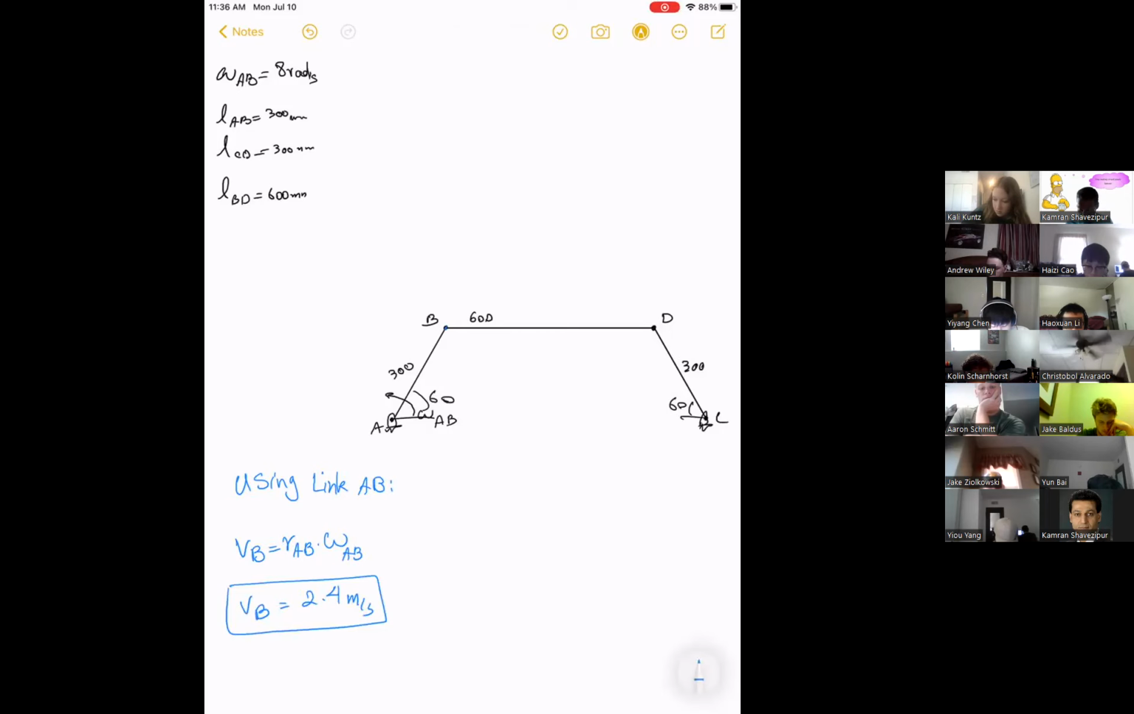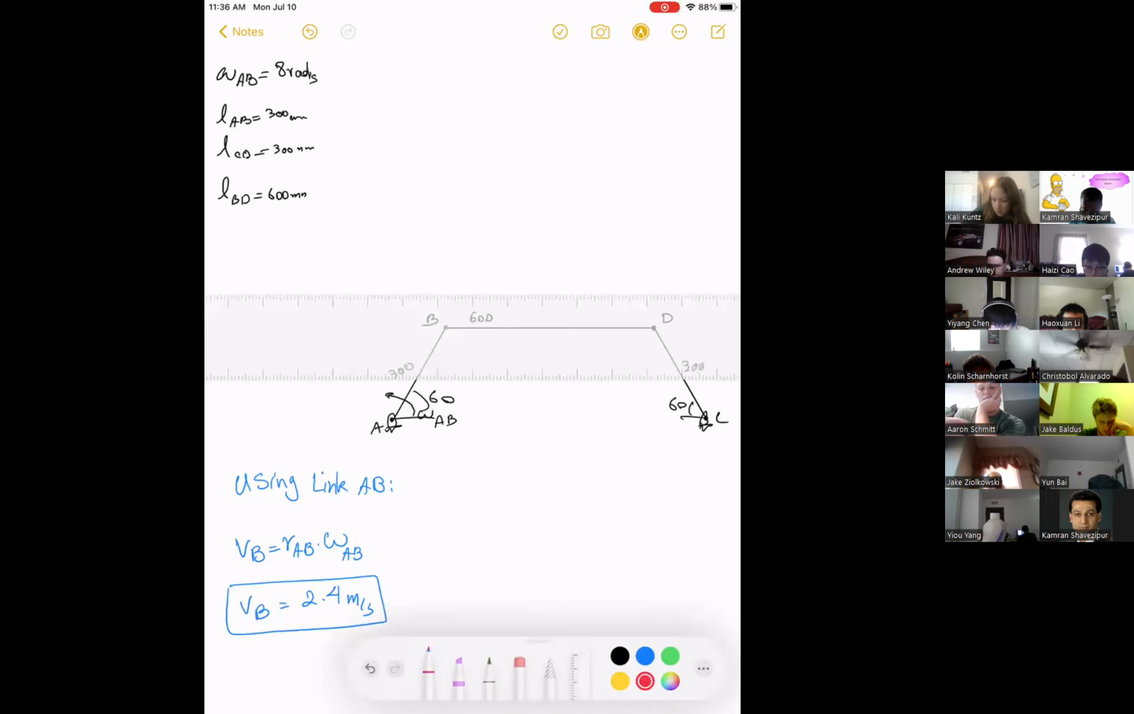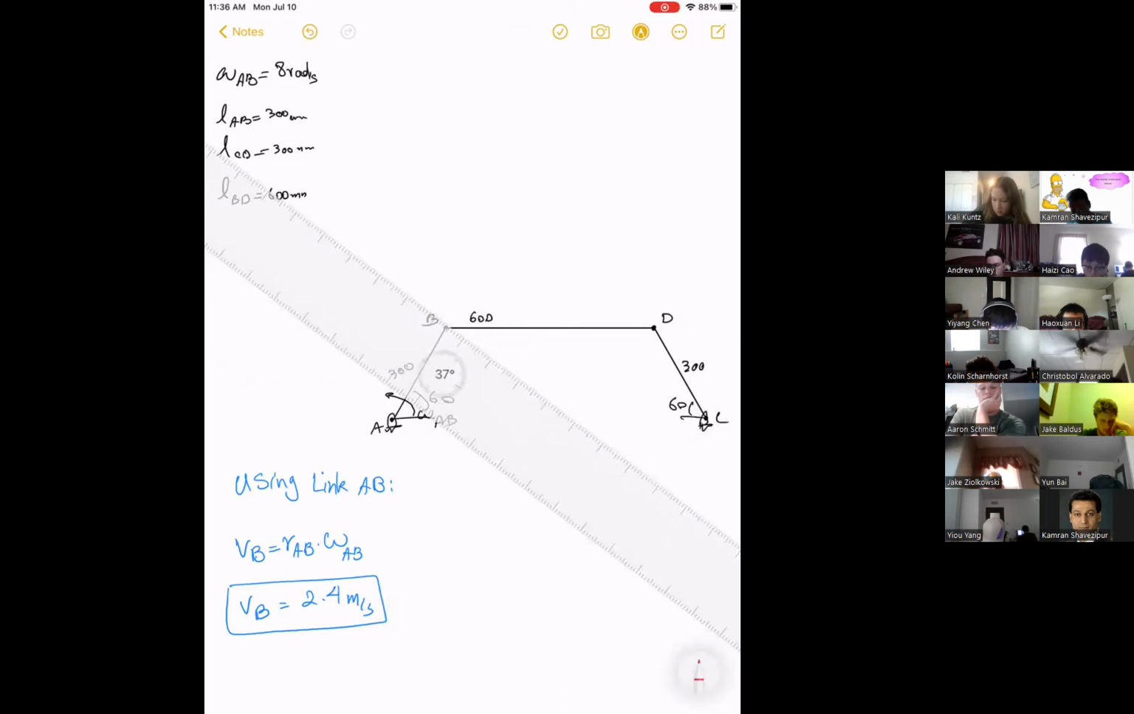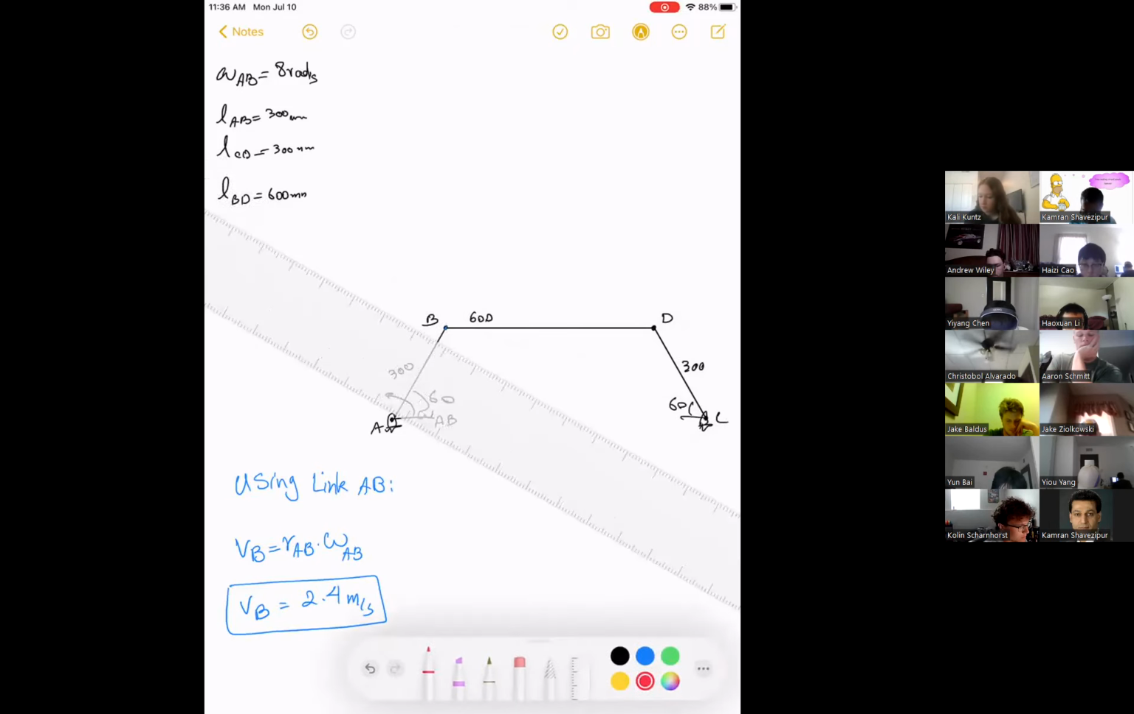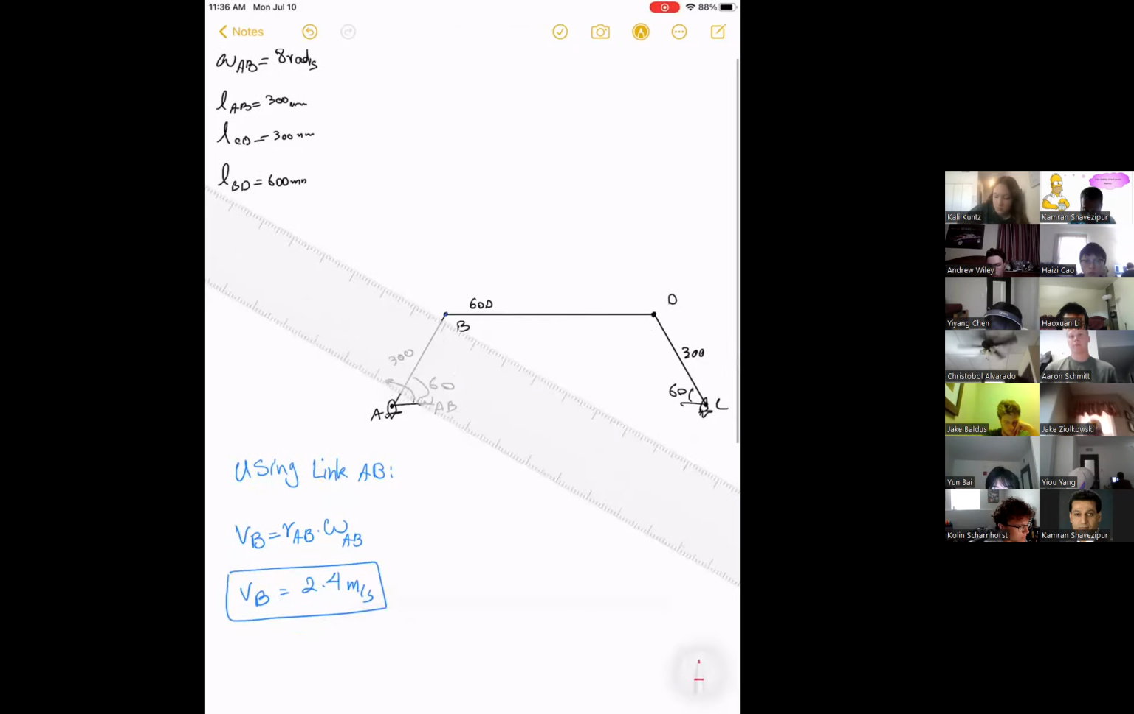Right? Now, the question is, what is the direction of velocity? Perpendicular to AB, which means if that's 60 degree, this should be 30 degree. Let me get rid of this B guy here. So if that's the case, velocity of B is going to be in this direction. Right? VB.